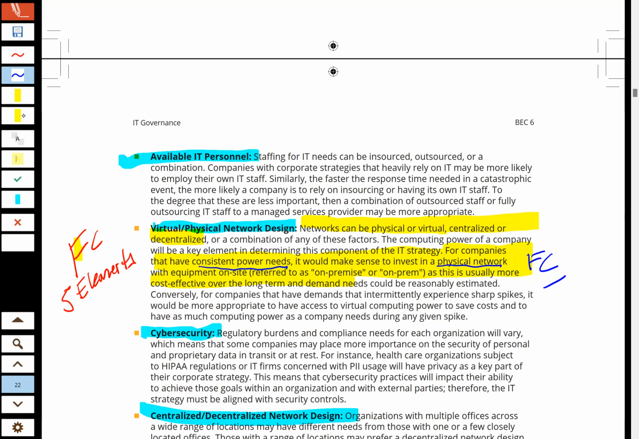Conversely, for companies that have varying demands, intermittently experience sharp spikes, it would be more appropriate to have access to virtual computing power to save cost. Okay, so flashcard that just so you understand when you would use the virtual versus the physical.